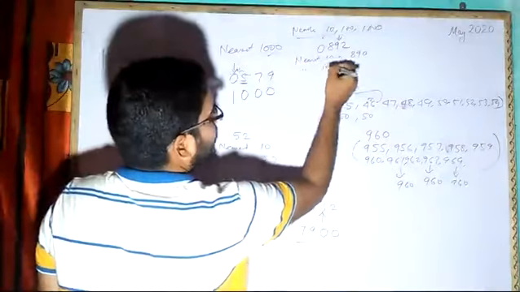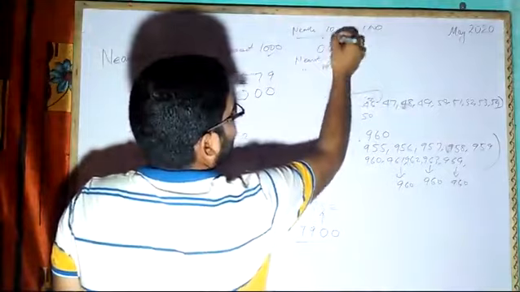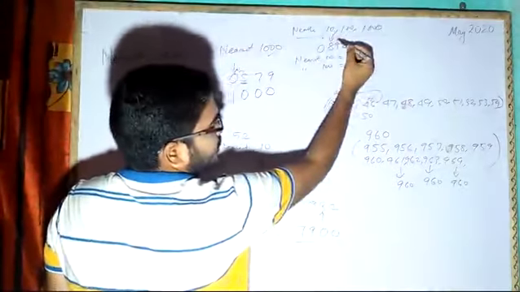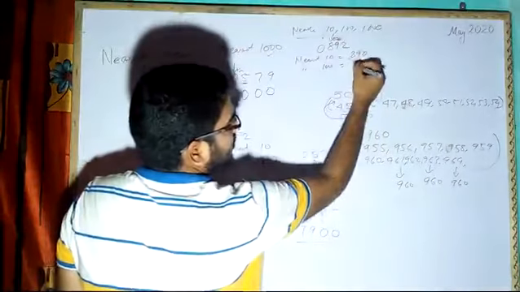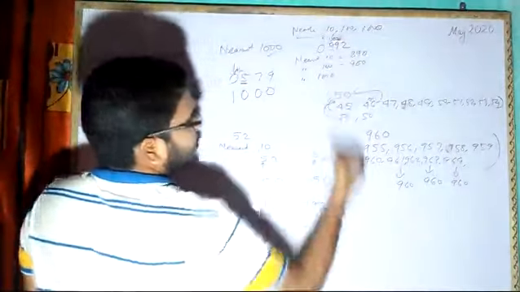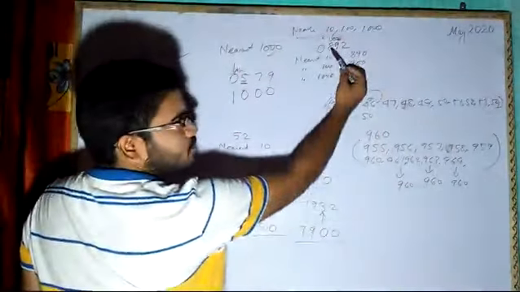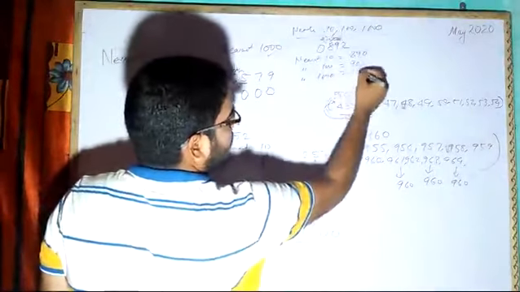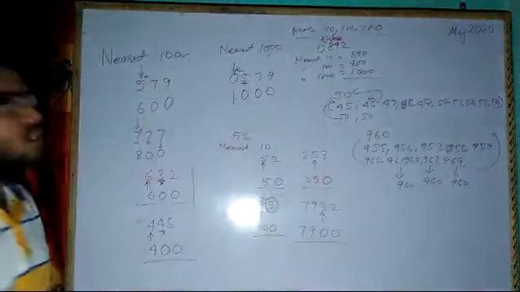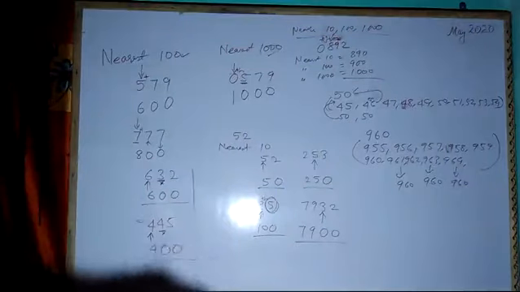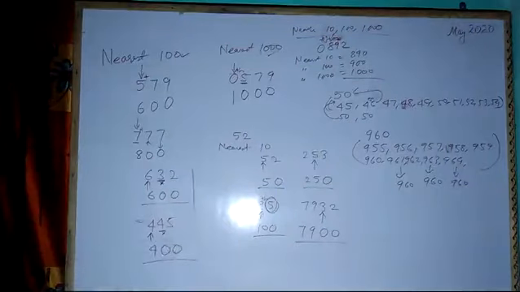Now nearest 100. Then you go to 100 position and then see 8. 10's position is greater than 5, so it will be increased, so it will become 900. Now nearest 1000, go to 1000 place. 1000 place is 0, 100 place is more than 5, so plus 1 will come here, so it will be 1000. So in this way you have to answer all the parts of question number 7. So 3 answers will be there: nearest 10, 890, nearest 100, 900, nearest 1000, 1000. I hope it is clear.